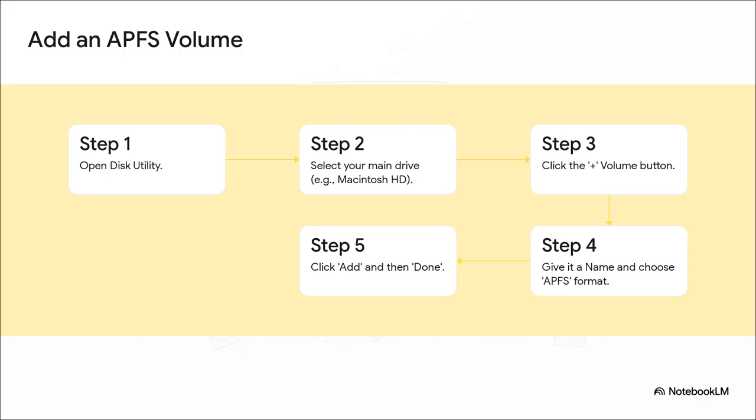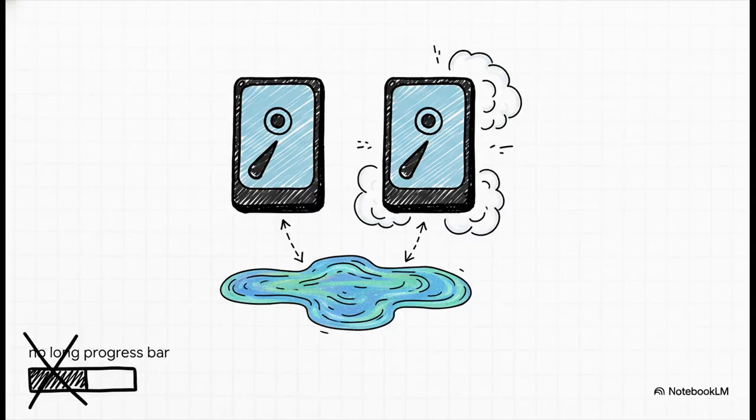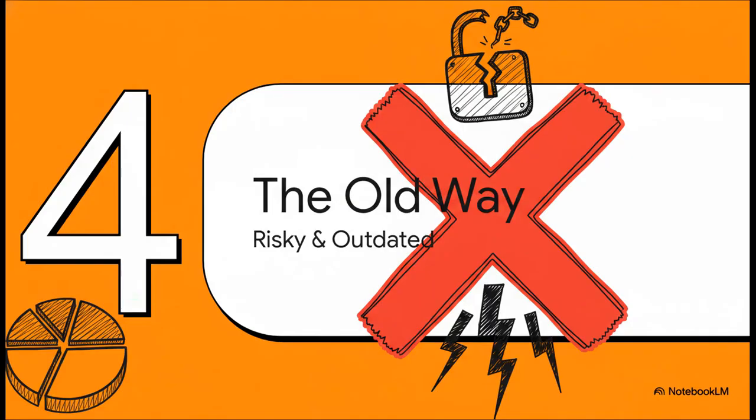All you have to do is give it a name, like Work Files or Beta OS, make sure the format says APFS, and hit Add. And that's literally it. You're done. A brand new drive icon just appears on your desktop, ready to go instantly. There's no long, scary progress bar, no real risk, and it's already sharing all the available free space with your main drive. Now, just so you know what you're avoiding, let's take a quick look at the old way.